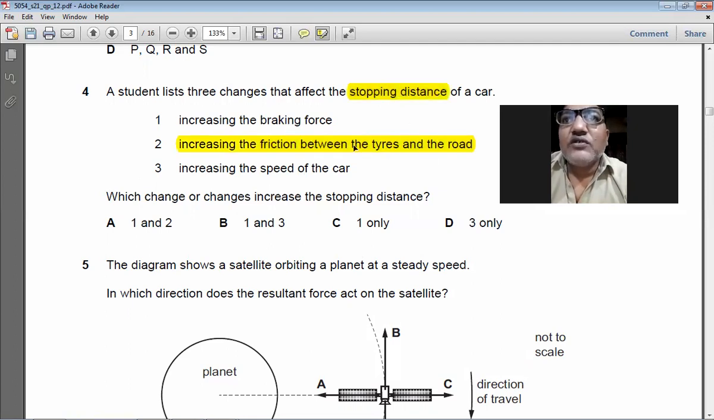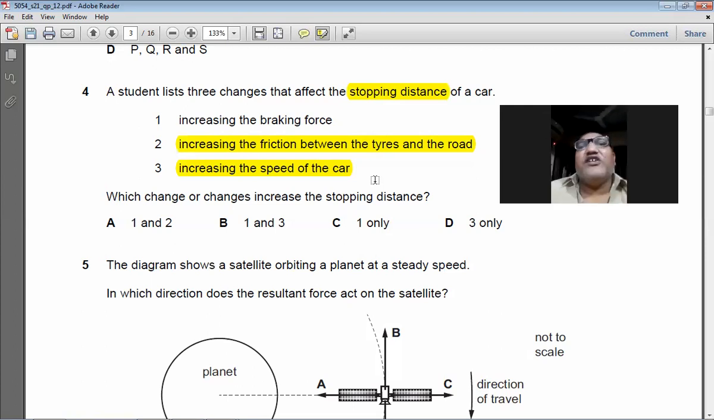We are talking about the stopping distance, and increasing the speed of the car. Yes, increasing the speed of the car. If the speed of the car increases, the stopping distance also increases. So 2 and 3 are the 2 factors which will affect the stopping distance. Number 1 is not going to affect. The braking force is the force with which you applied the brakes. That will not affect the stopping distance.